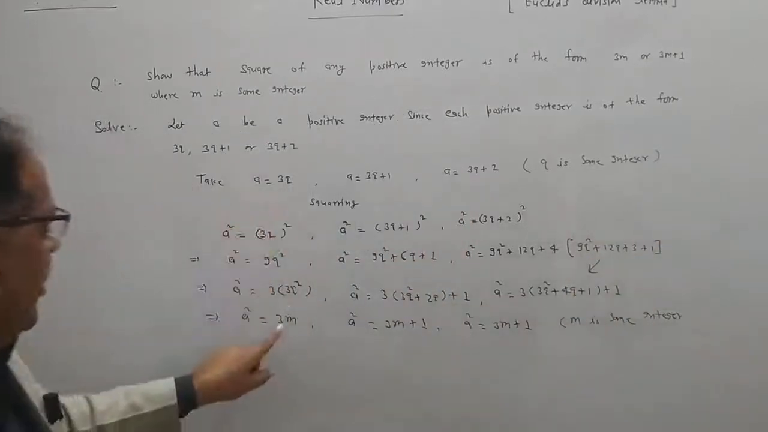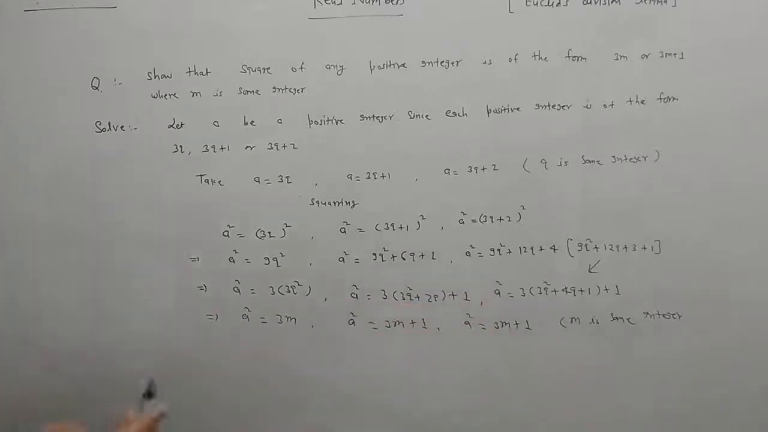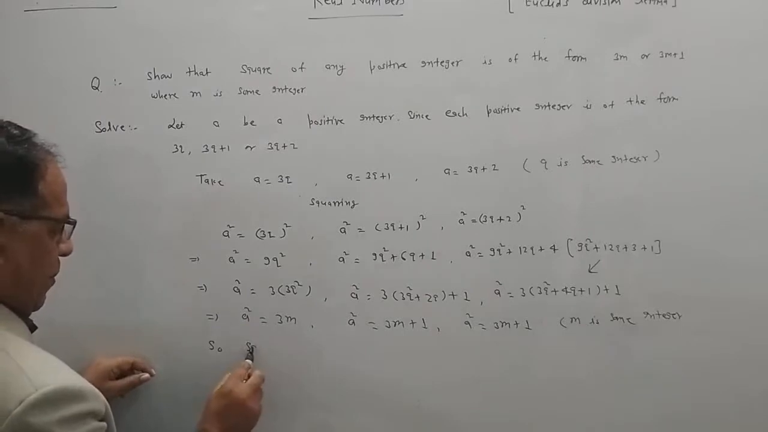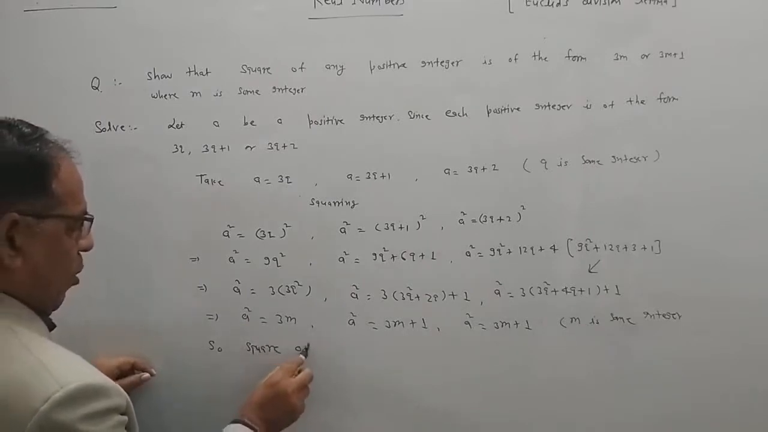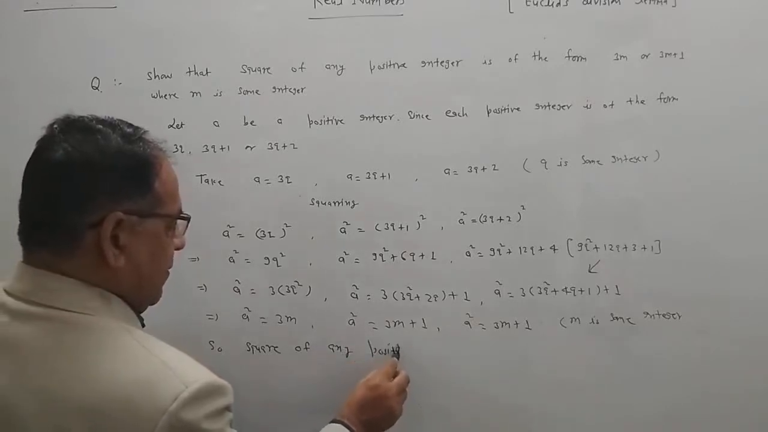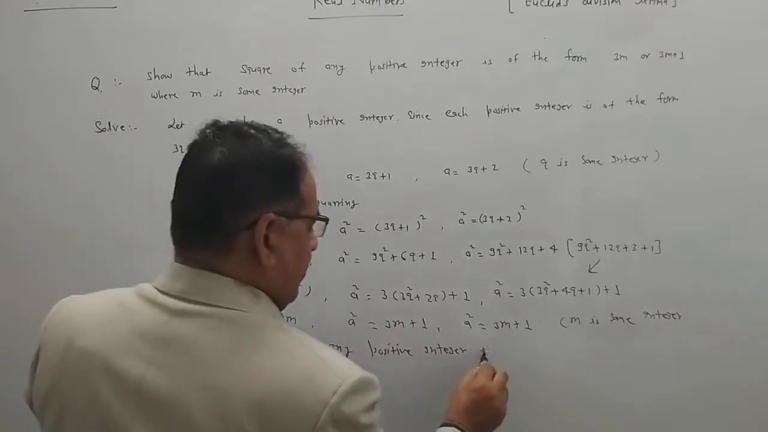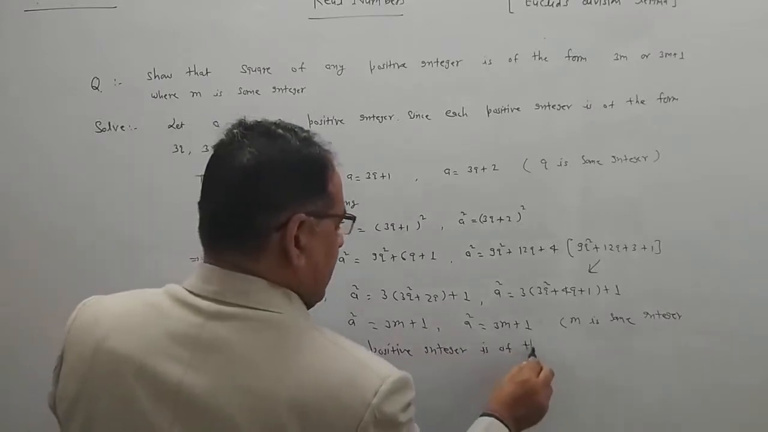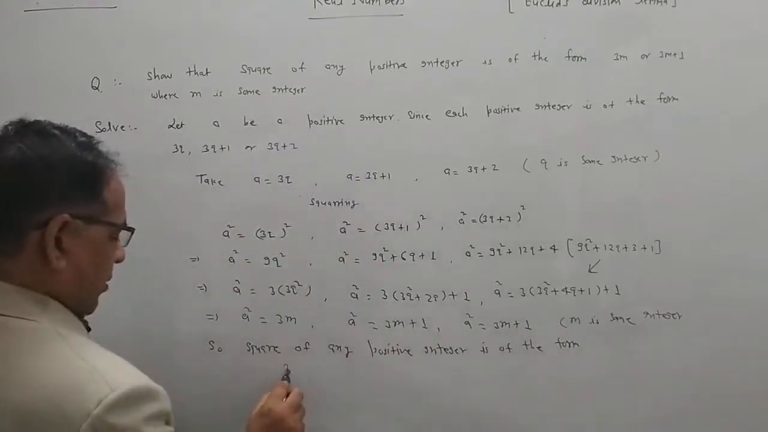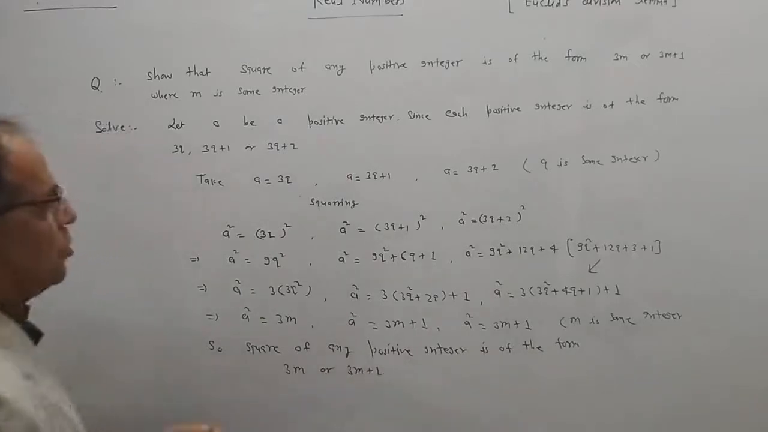And we know that the square of an integer is again an integer, and the sum of two integers is again an integer. So the square of any positive integer is of the form 3m or 3m plus 1. So this is one problem.